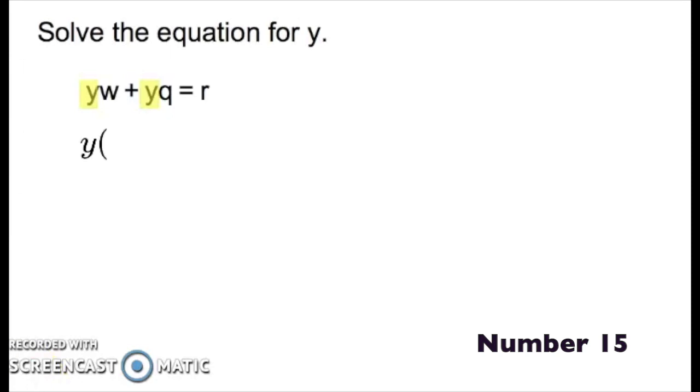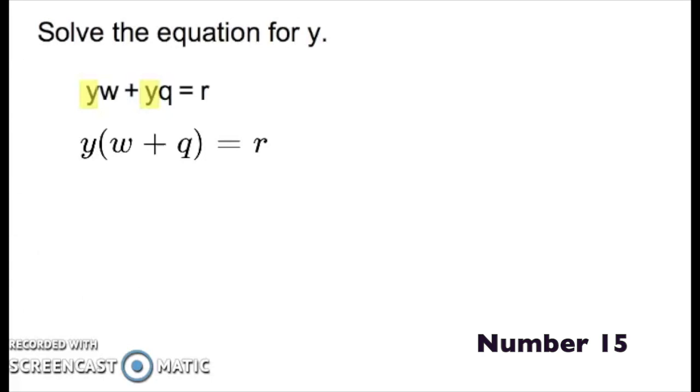Now we're going to undo that multiplying. You divide both of these by y, all you're left with is w for the first one. Divide both of these by y, all you're left with is q. So we'd have y times w plus q in parentheses equaling r. What we did was we undid distributing.